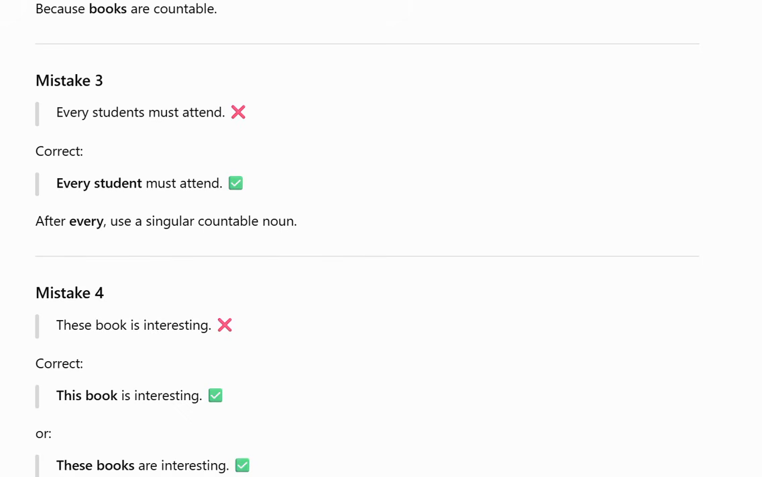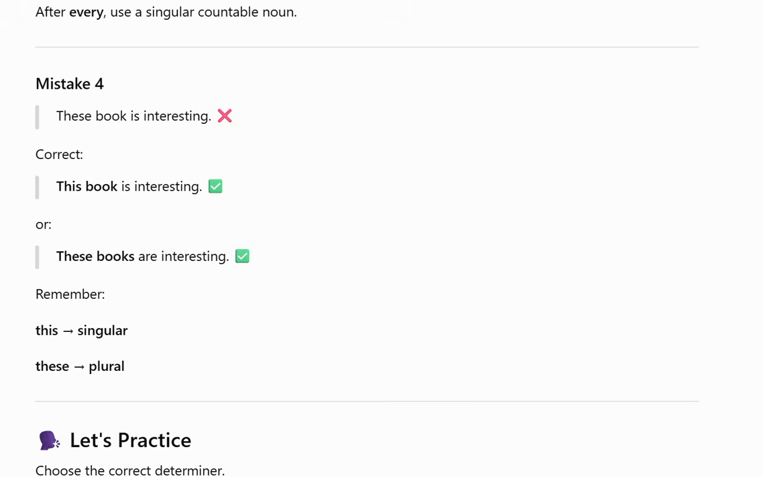Mistake number 3. Every students must attend. That's incorrect. We say, every student must attend. After every, use a singular countable noun. Mistake number 4. These book is interesting. That's incorrect. We say, this book is interesting. Or, these books are interesting. Remember, this singular, these plural.